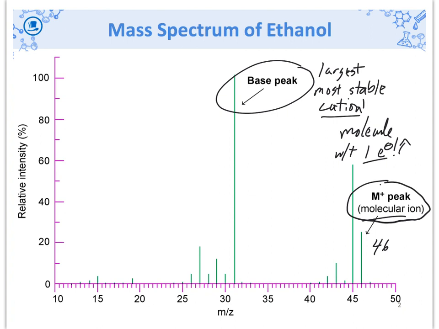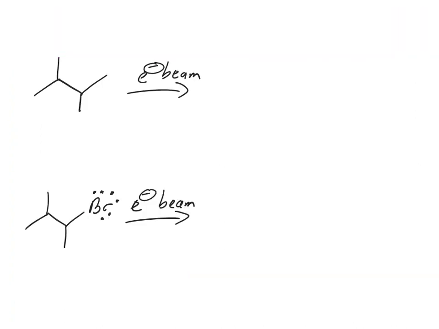So let's take a look at what this looks like. How does this actually look when we talk about these fragments? Let's look at two examples. The first example has no heteroatom, just an alkane, and the other one has bromine. The first thing that happens is the electron beam knocks an electron off each of these molecules. The way I like to draw that is a single-headed arrow, because it's one electron. We don't know where that electron got knocked out, but we know that it did.